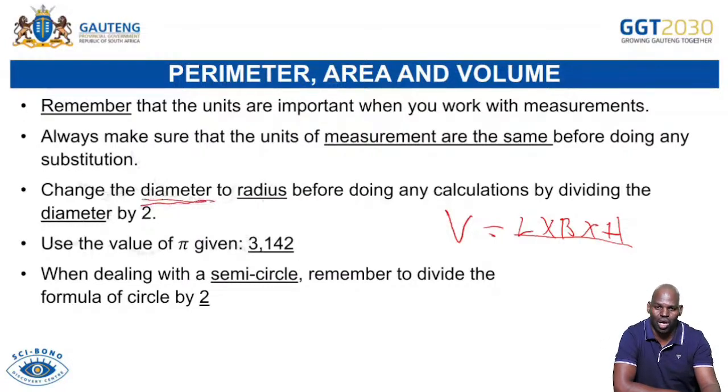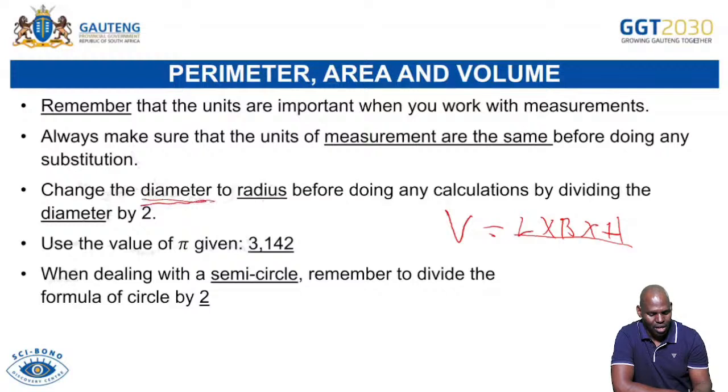Especially for those learners who are coming from mathematics, you should know that all the way from grade 10, we've always been using pi as 3,142. We don't use the pi from the calculator. We use the value of pi as 3,142.